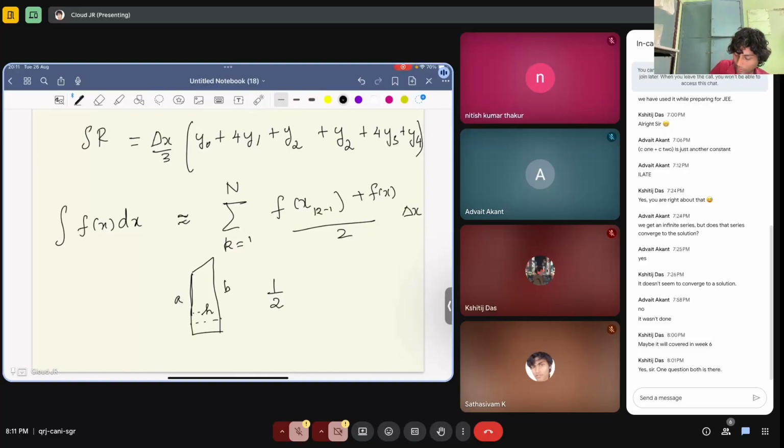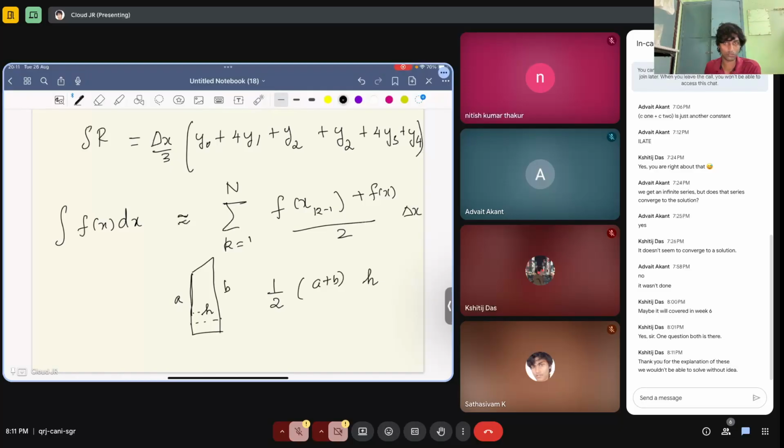If you have a trapezium like this, then the area is 1 by 2 times (a plus b) times H, that is, (a plus b) by 2 times H. Okay, so this is the area of the trapezium.